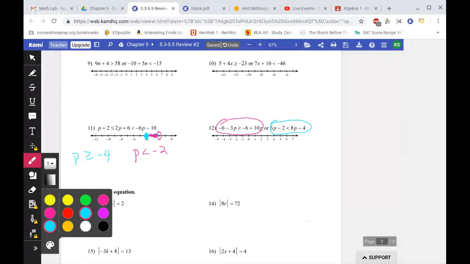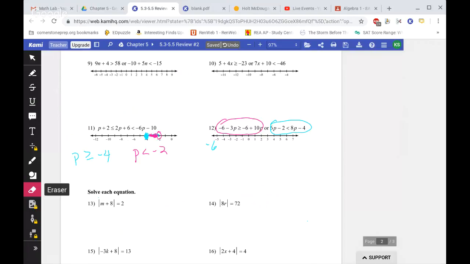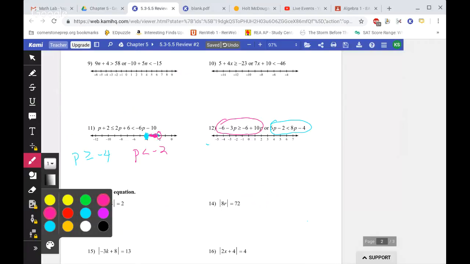So for an or, this means it can be one way or another. So you won't have that combination thing. Okay, but we'll still solve them one at a time. Trying to keep my colors consistent. I'm going to work on that first one. Got negative 6 minus 3p is greater than or equal to negative 6 plus 10p.